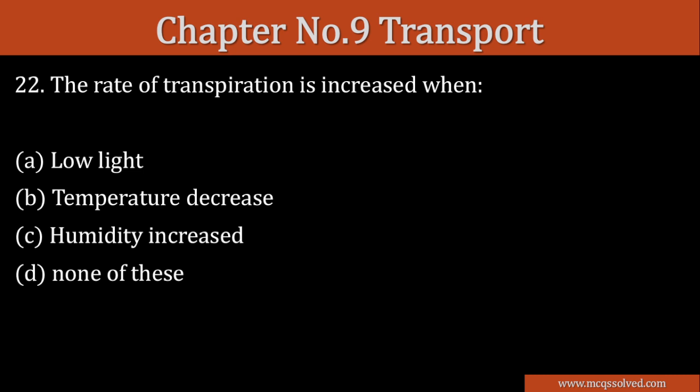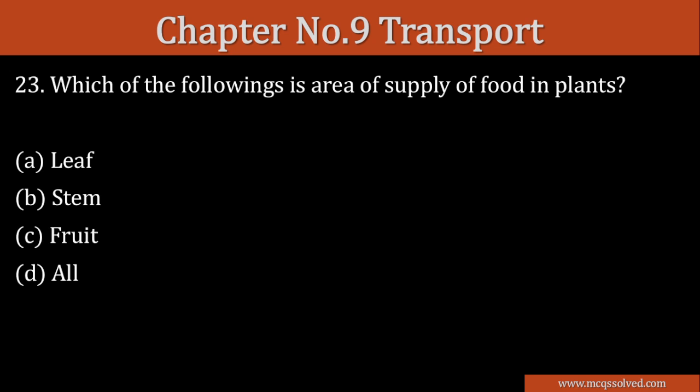The rate of transpiration is increased when low light, temperature decrease, humidity increase, none of these. So the right option is none of these. Which of the following is an area of supply of blood plants? Leaf, stem, fruit, all. So the right option is all.